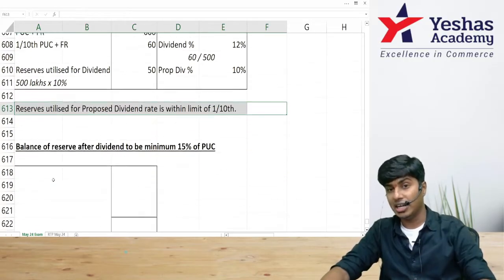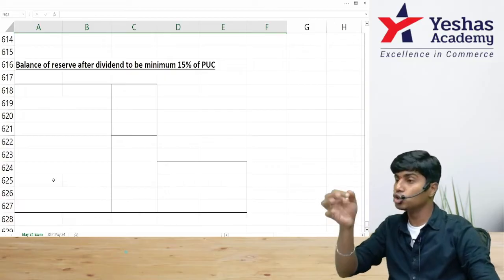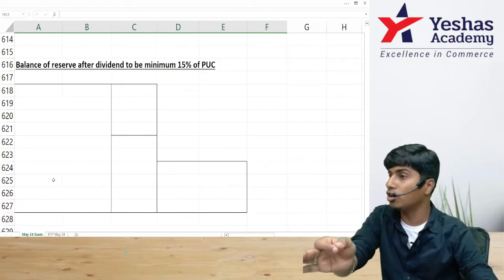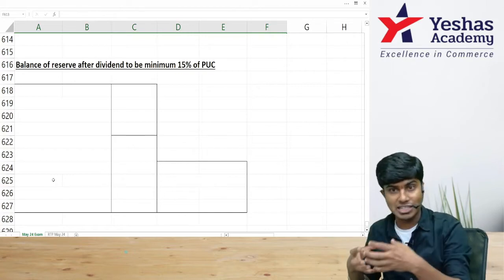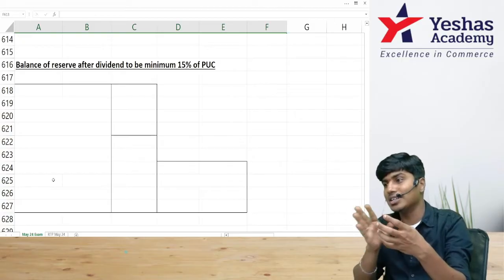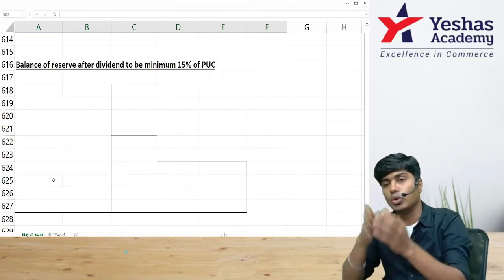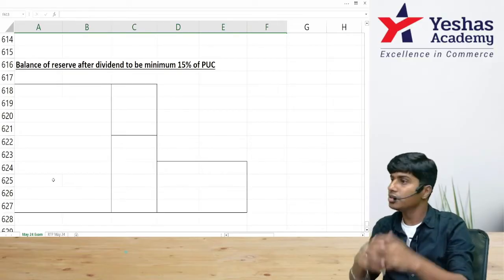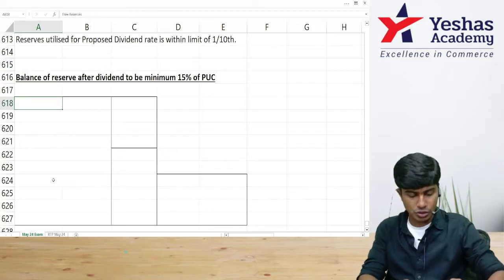Last condition is that after we take the money from the reserves, the remaining free reserves should be minimum 15% of paid up capital. And such 15% if we keep and then take balance money, no, 85%. From that balance reserve, first we should adjust the previous current year loss. And after we adjust the current year loss, only the balance can be declared as dividend. Shall we see this?